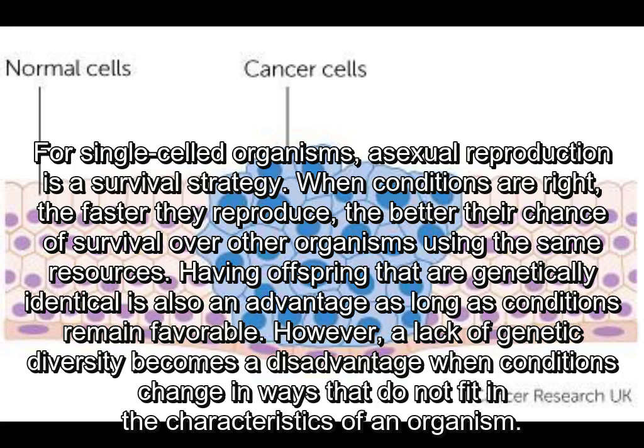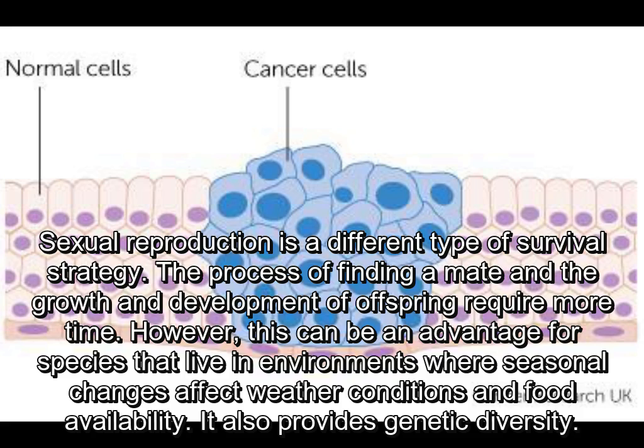of an organism. Sexual reproduction is a different type of survival strategy. The process of finding a mate and the growth and development of offspring require more time. However, this can be an advantage for species that live in environments where seasonal changes affect weather conditions and food availability. It also provides genetic diversity.